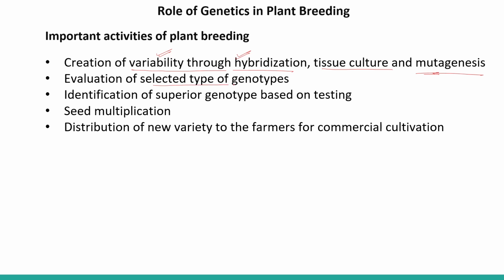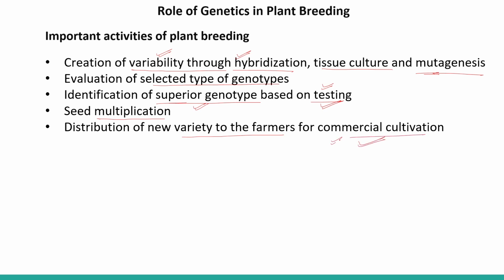Evaluation of the selected type of genotypes. Identification of the superior genotype based on the testing. So we follow the testing, and according to the testing, we take account of the superior genotype. We take out the superior genotype. Seed multiplication and distribution of new varieties to the farmers for commercial cultivation.